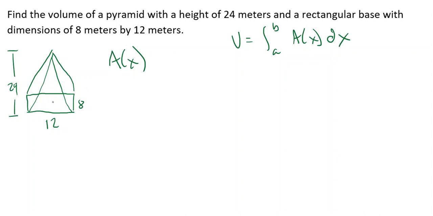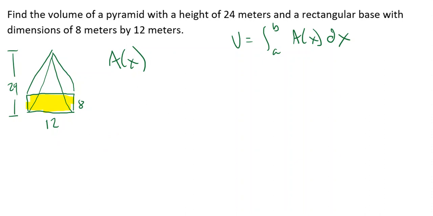Well, the cross-sectional area is the base, okay? And the base is 8 by 12, but the base is constantly changing. As we move up the pyramid, the base will be getting smaller and smaller. So we need to find a general formula for that. And to do that, we will once again use similar triangles.